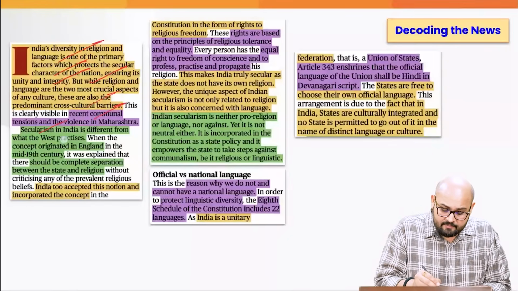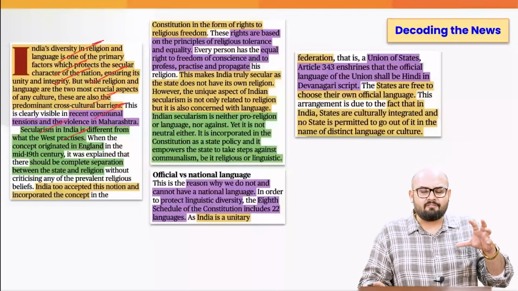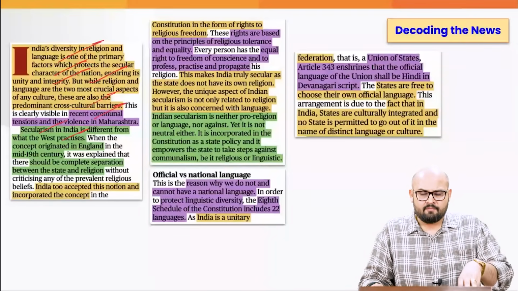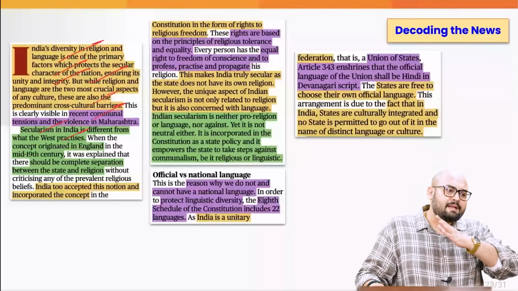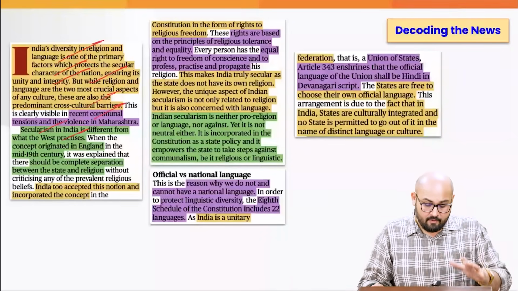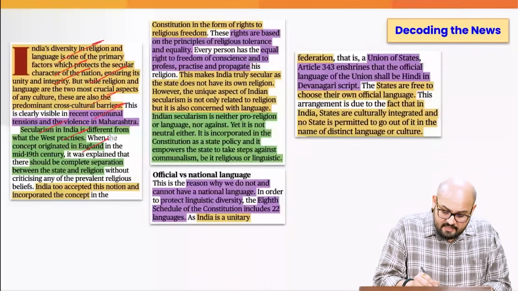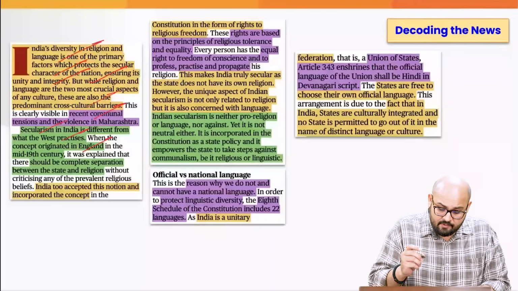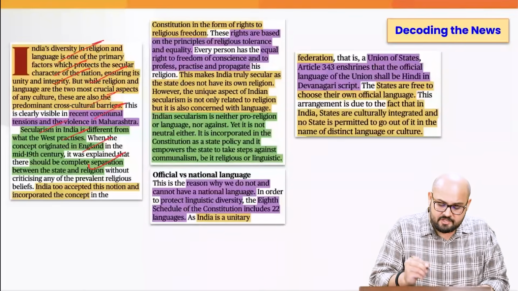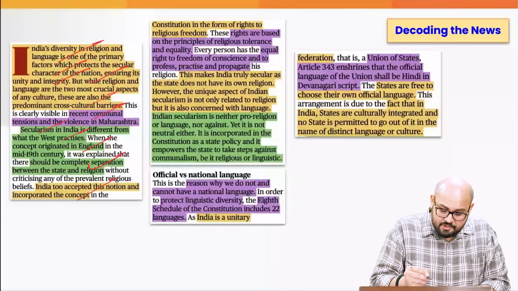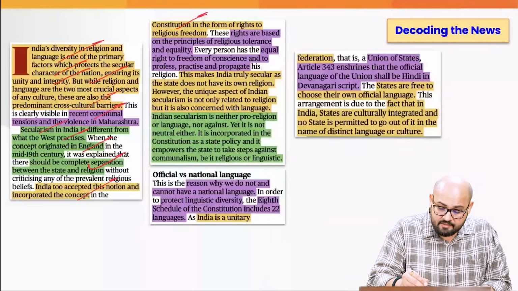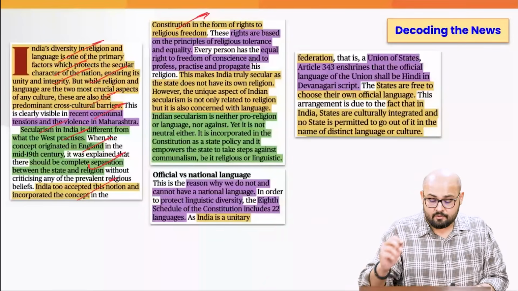Secularism in India is different from the Western practices. So, see, we have a principled distance approach where we intervene when it is required. But in the West, we have a complete separation of the church and the state. This is what you have to understand. When the concept originated in England in the mid-19th century, it was explained that there should be complete separation between the state and the religion. India too accepted this notion and incorporated the concept in the constitution in the form of rights to religious freedom.